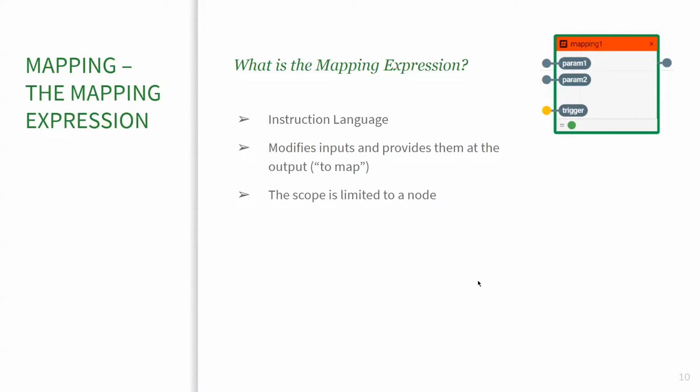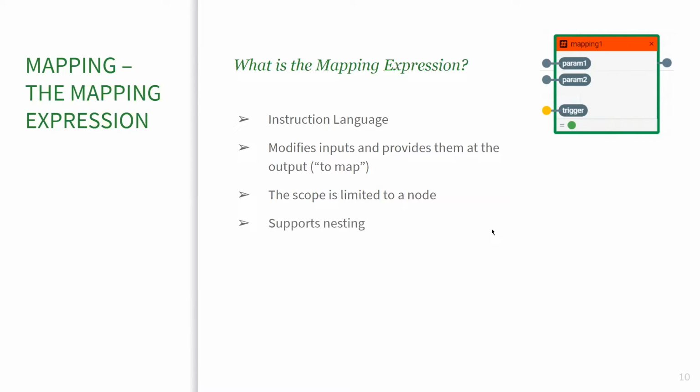And the scope of this language, or of this mapping expression, is limited to inside this node. What does that mean? Imagine you have several mapping nodes, and each of them has an input which is called param1. This is the default in our platform. Then the mapping expression of this node cannot see the param1s of the other mapping nodes. This is very important. A mapping expression only knows the names of the inputs of its own node. You will see how that works when I go over the practical examples later.